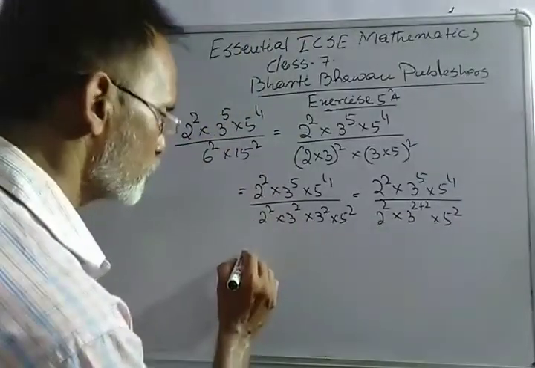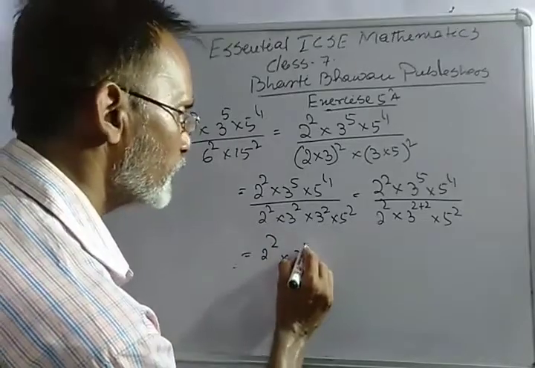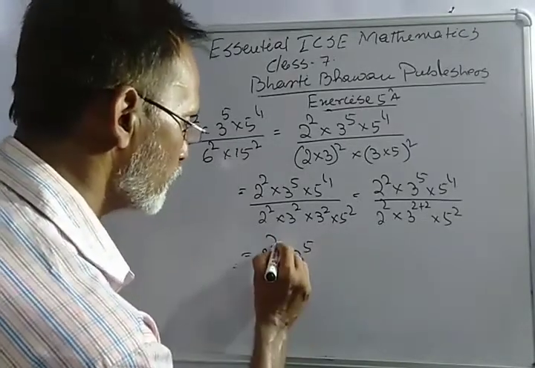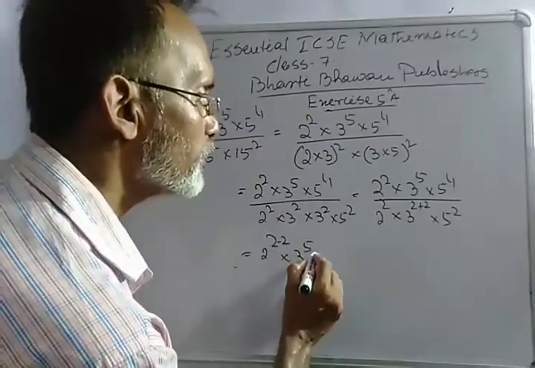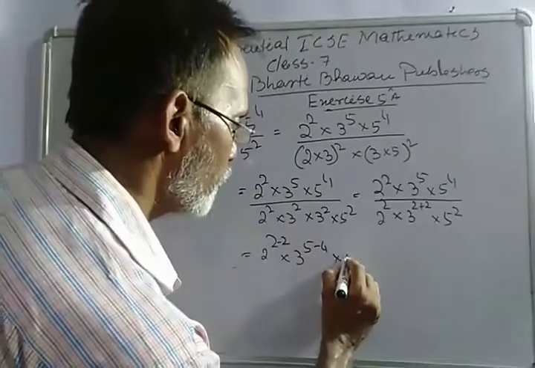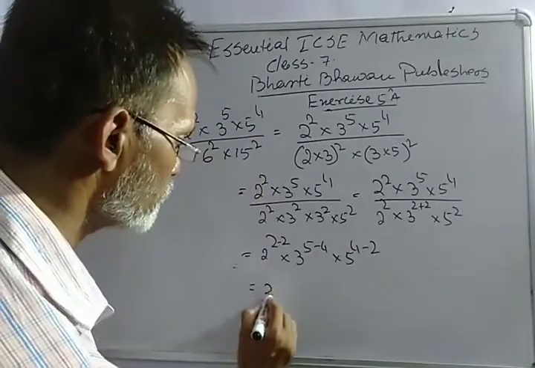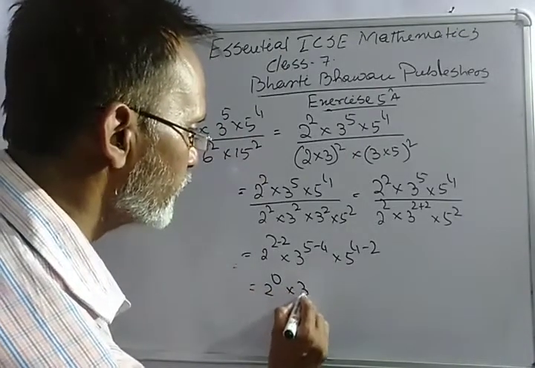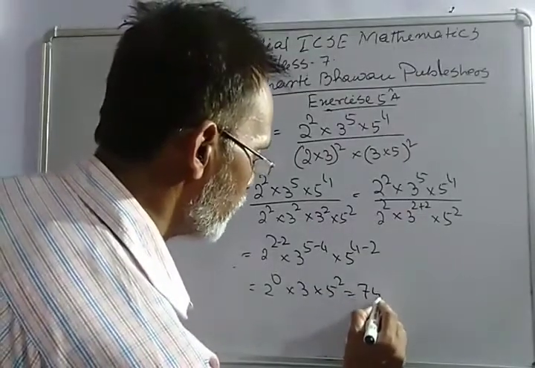So this is equal to 2 to the power 2 minus 2 into 3 to the power 5 minus 4 into 5 to the power 4 minus 2. So this is equal to 2 to the power 0 into 3 into 5 to the power 2. So this is equal to 75.